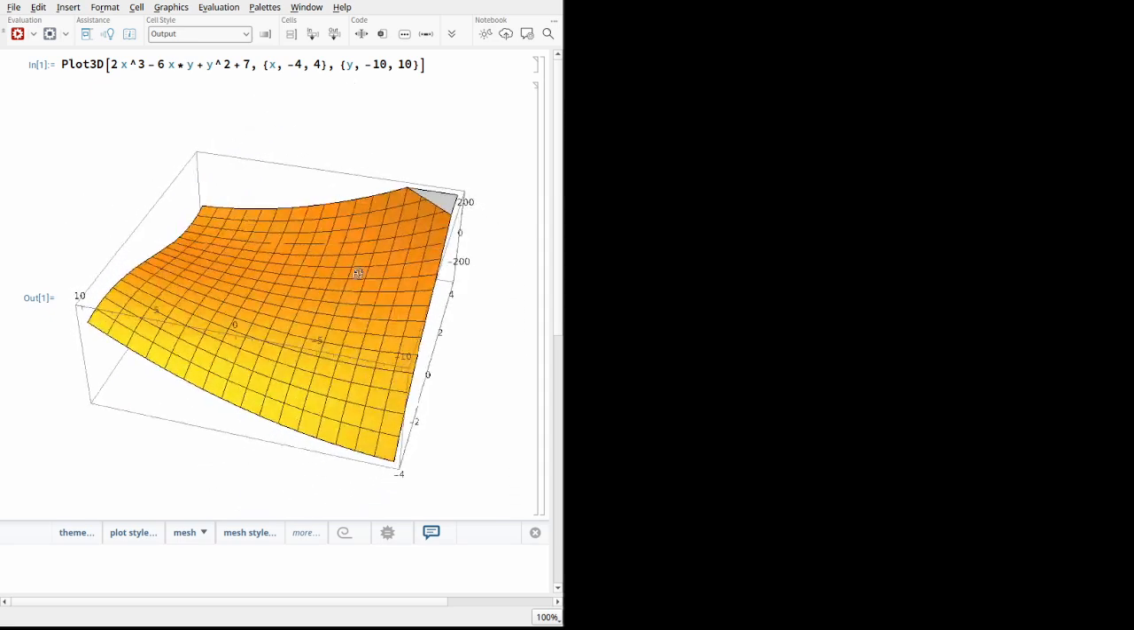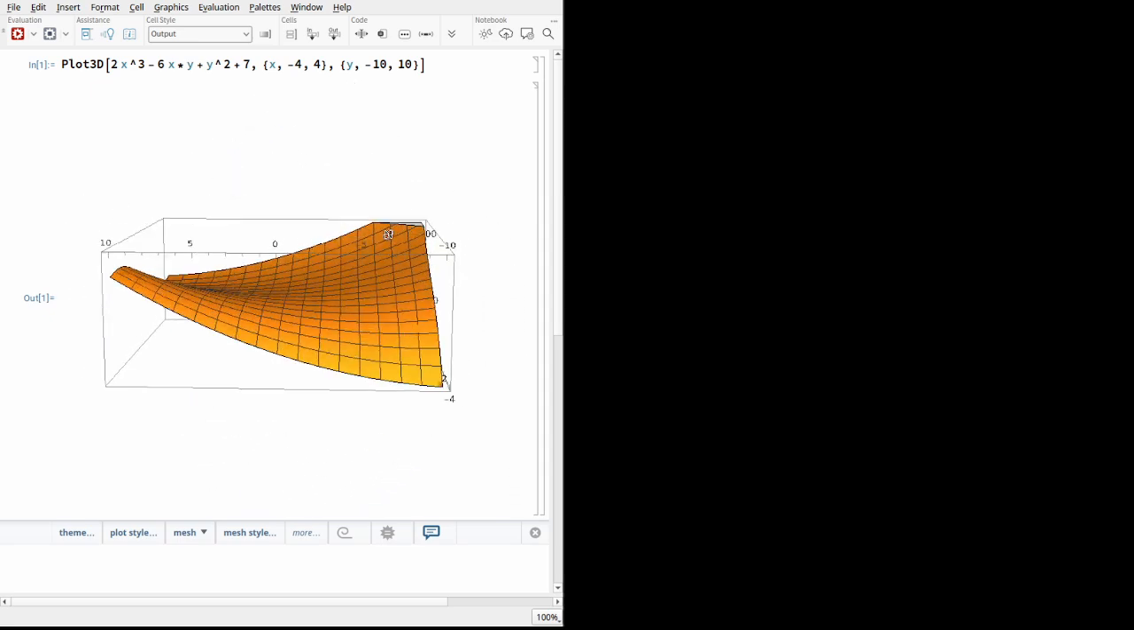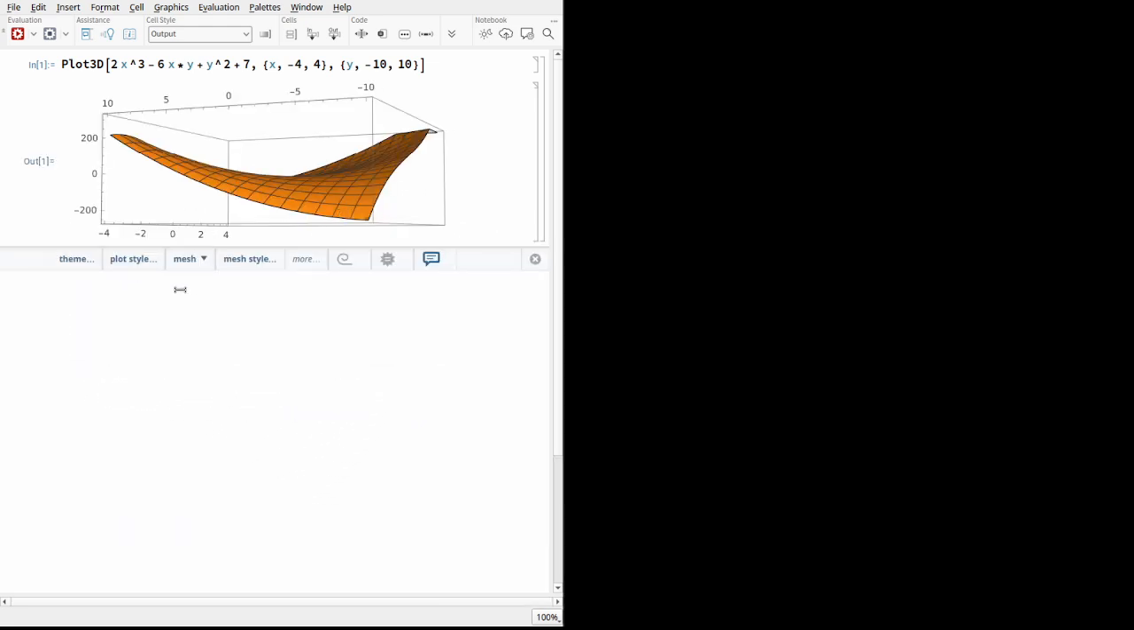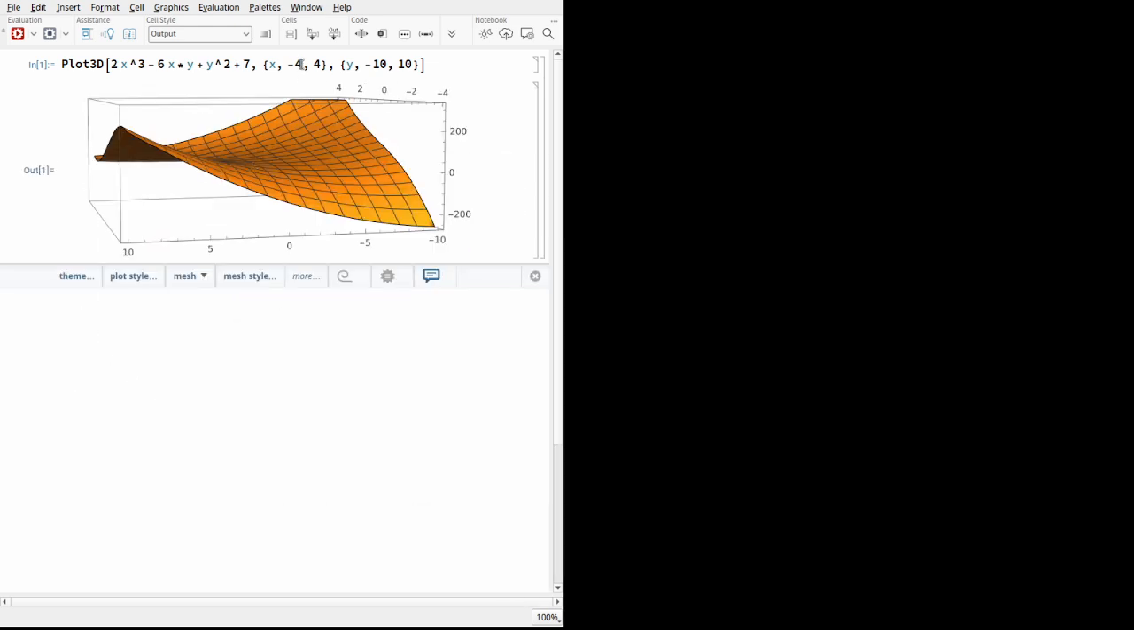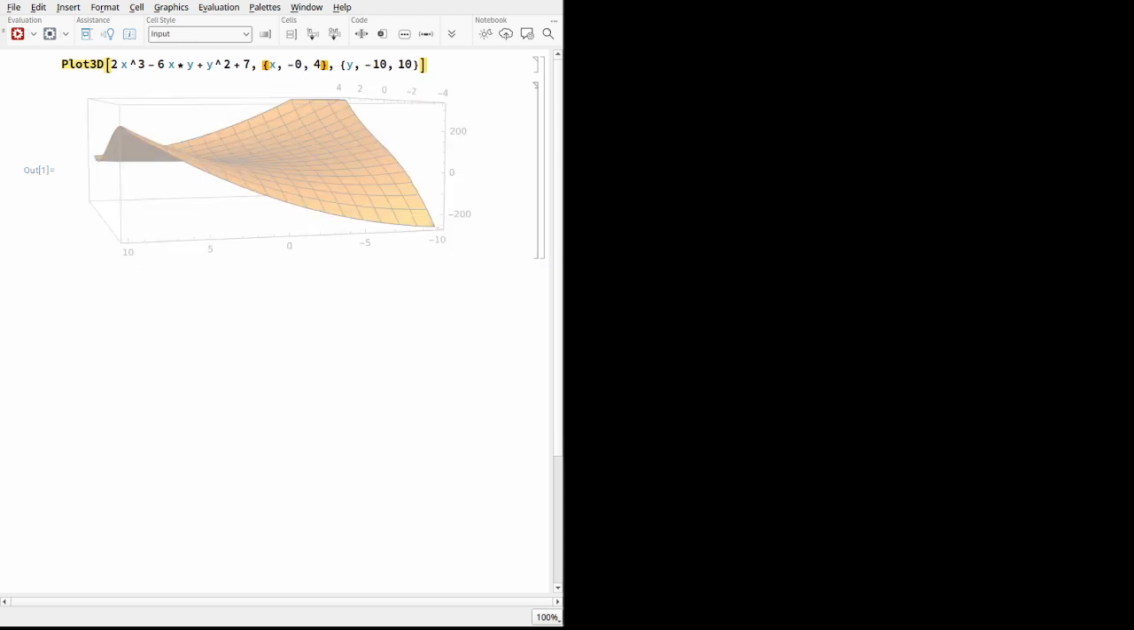But we have our function. We can see that the curvature of the surface has some features on it. So let's first try to look at that saddle point that was at (0, 0). So I'm going to get really close to it. I'm going to go from -0.1 to +0.1 on both the x side and the y side.